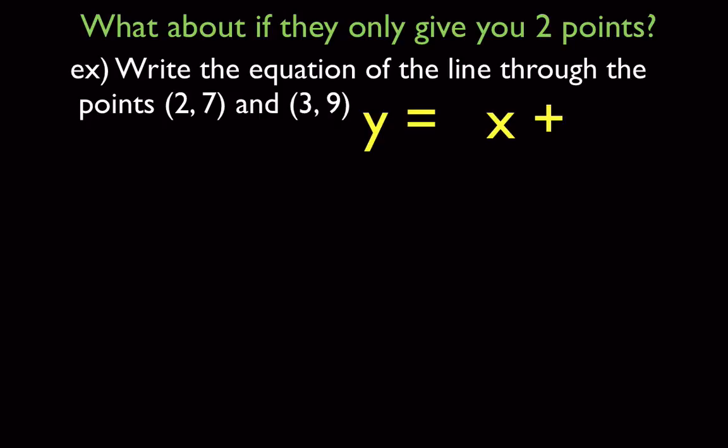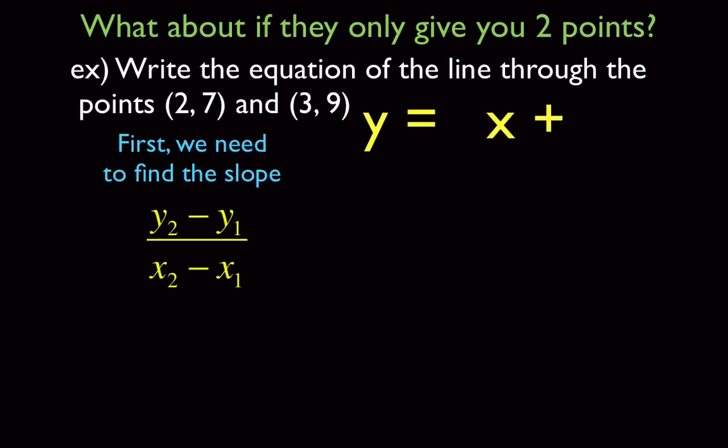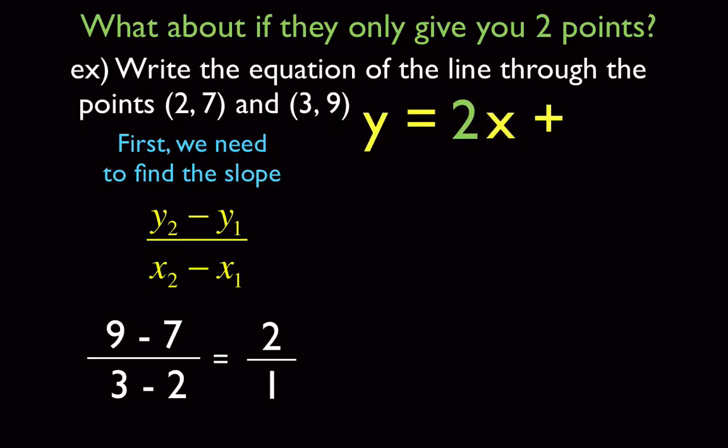So starting off, we need to determine our slope. We're going to use the formula y2 minus y1 over x2 minus x1, which again means subtract the y's on top, subtract the x's on the bottom. So I'm going to end up with 9 minus 7 on top, which is 2, and 3 minus 2 on the bottom, which is 1. At that point now, I know my slope is 2, and I'm going to do the same thing I did last time, plug in x and y.